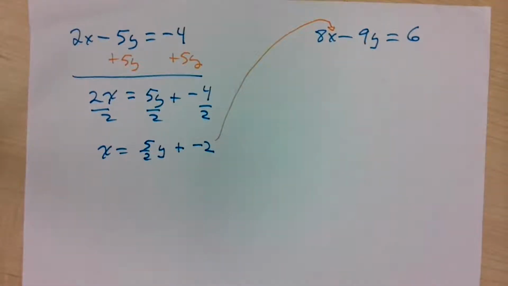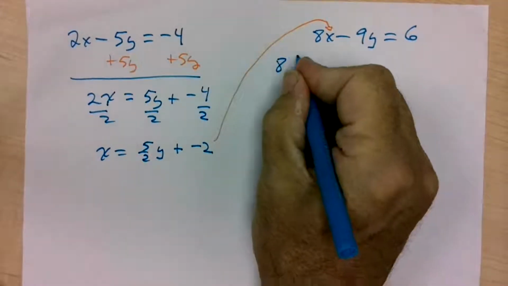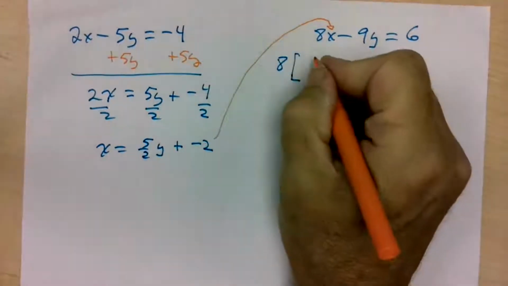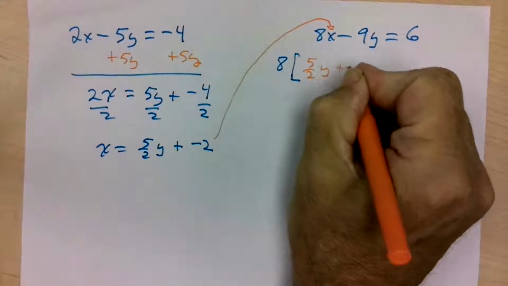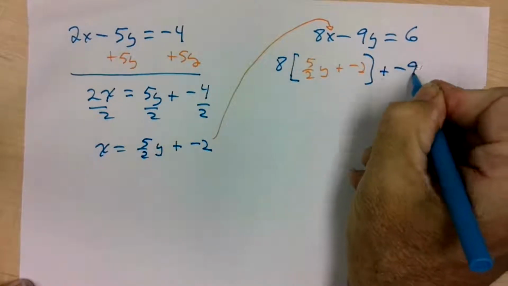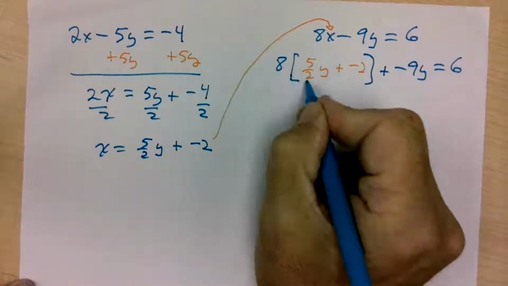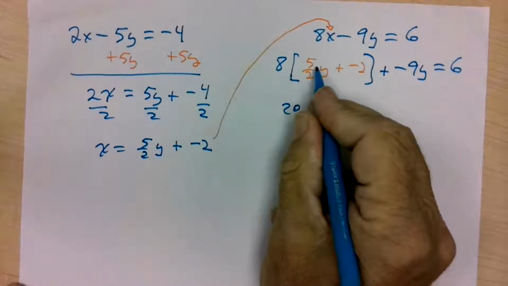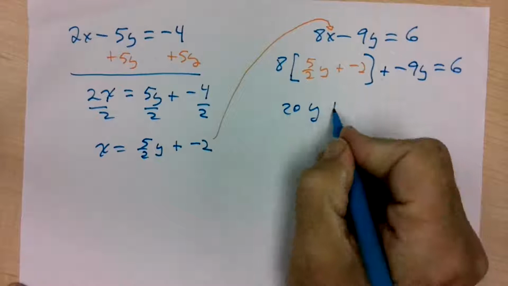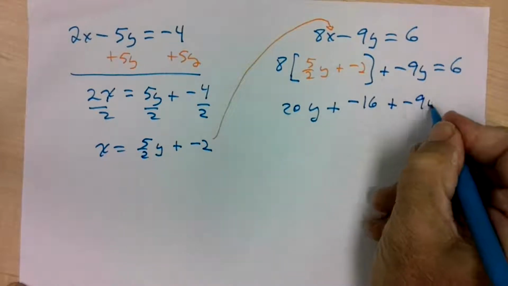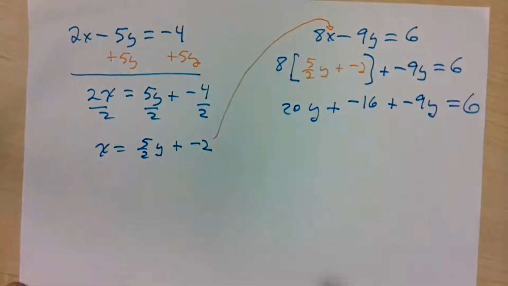So we get 8 times x, 8 times 5/2 y plus negative 2, minus 9y, which I'll write as plus negative 9y, equals 6. 8 over 2 is 4, times 5 is 20y, or 8 times 5 is 40, divided by 2 is 20 times y. 8 times negative 2 is negative 16, plus negative 9y equals 6.